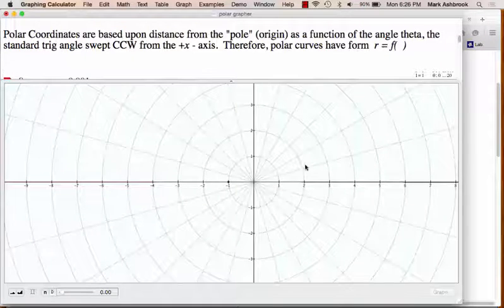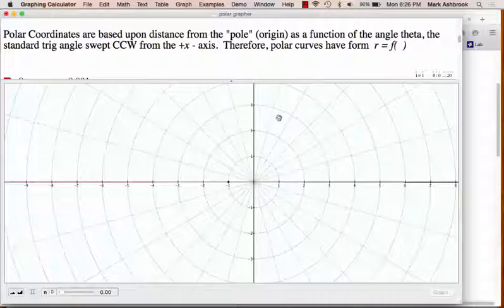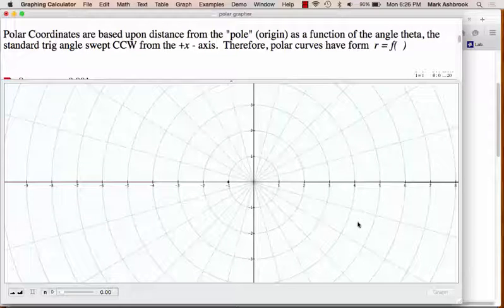So these radial lines are helpful for measuring how far out, along these radial lines, how far. And then the other coordinate that you use is theta, which is your standard trig angle, the angle swept counterclockwise from the x-axis.